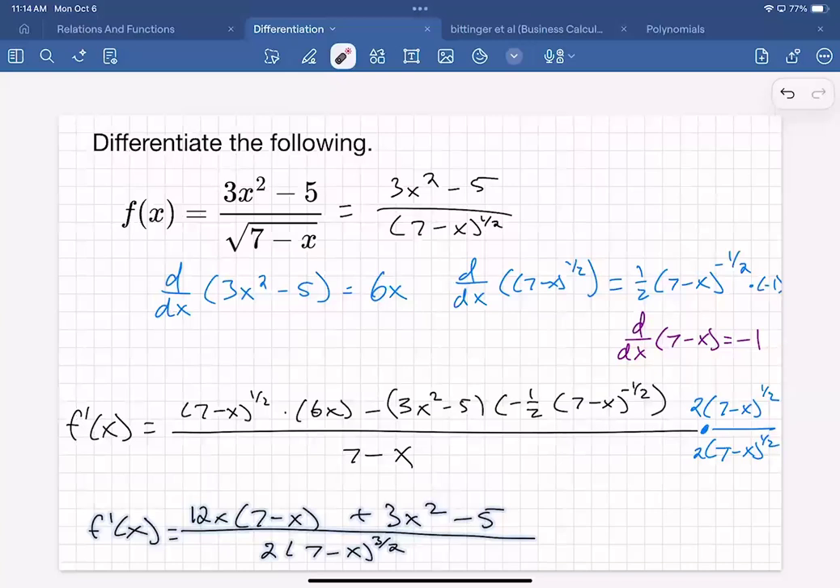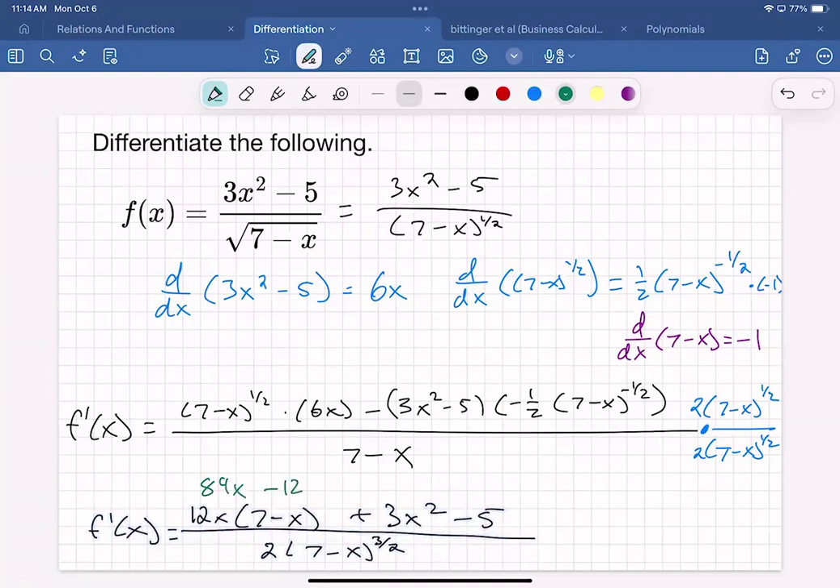Then from there, all we need to do is distribute here. 84x minus 12x squared. So this will give us minus 9x squared plus 84x minus 5 all over 2 times 7 minus x to the negative, not negative, sorry, to the 3/2.